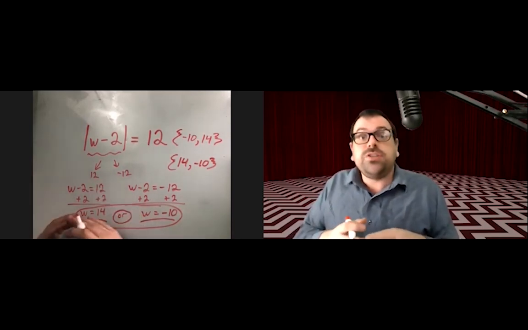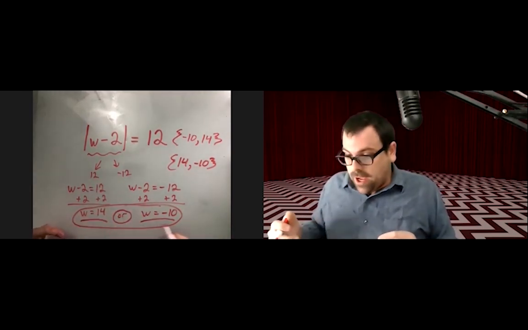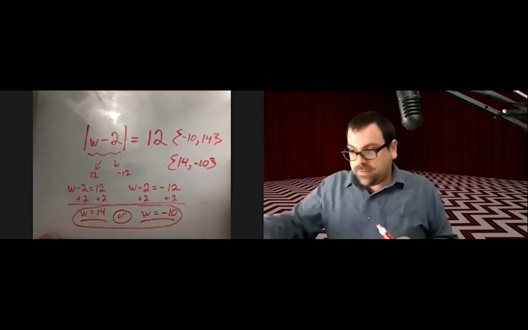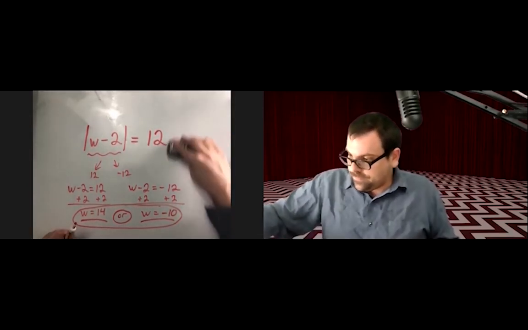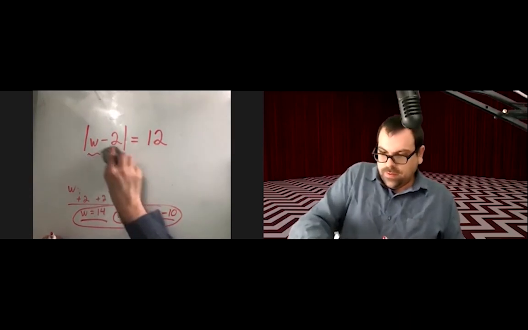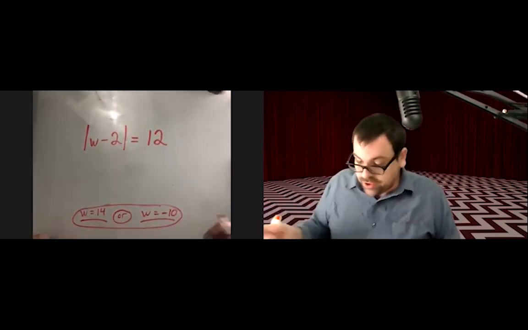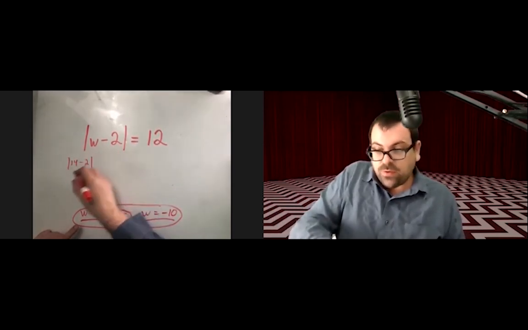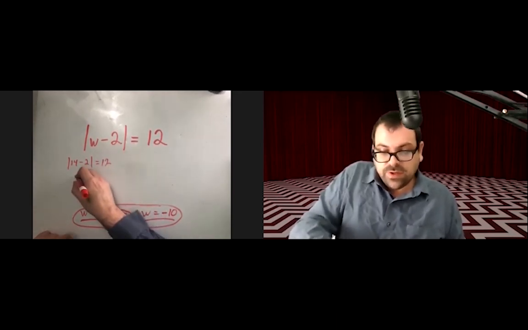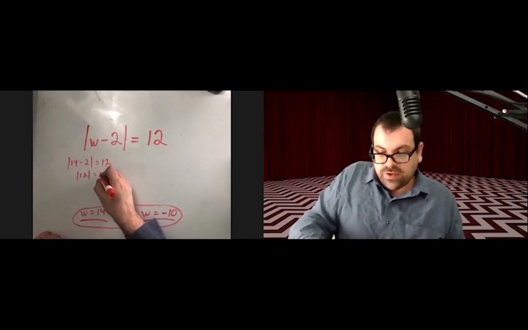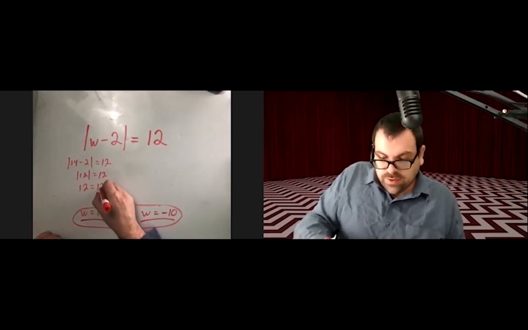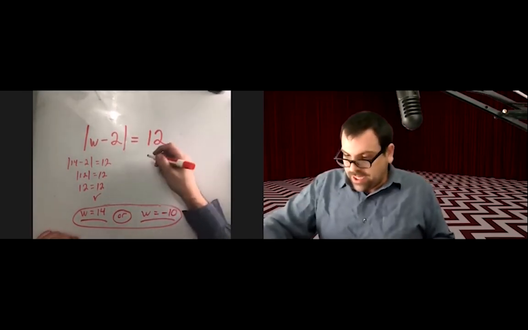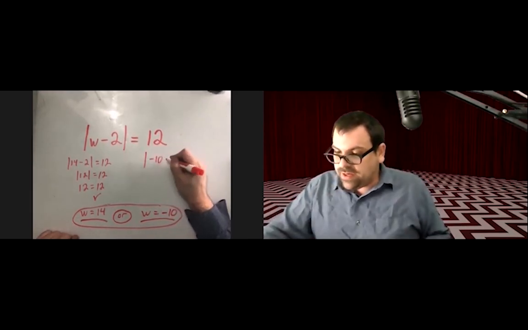Just like with regular equations, you could also check your work. So if I wanted to make sure both of these answers are in fact correct, I can go ahead and plug in and check. So for w equals 14, that would be the absolute value of 14 minus 2 equals 12, which would be the absolute value of 12 equals 12, which checks. Over here, I can check w equals negative 10.